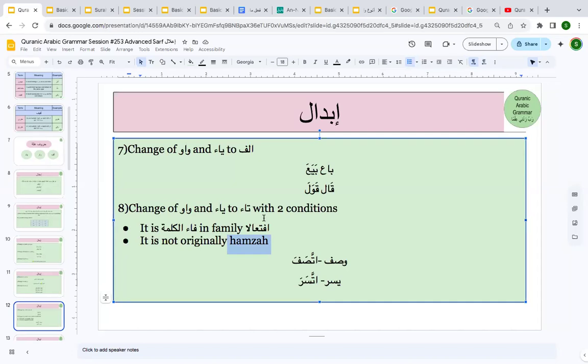We are looking at that right now. Change of waw and ya to ta with two conditions. The root letter has to be waw or ya. Root letter cannot be hamza. It is in family 8. It has to be not hamza, and it is going to be ittaqa yattaqi ittiqa'an, right?